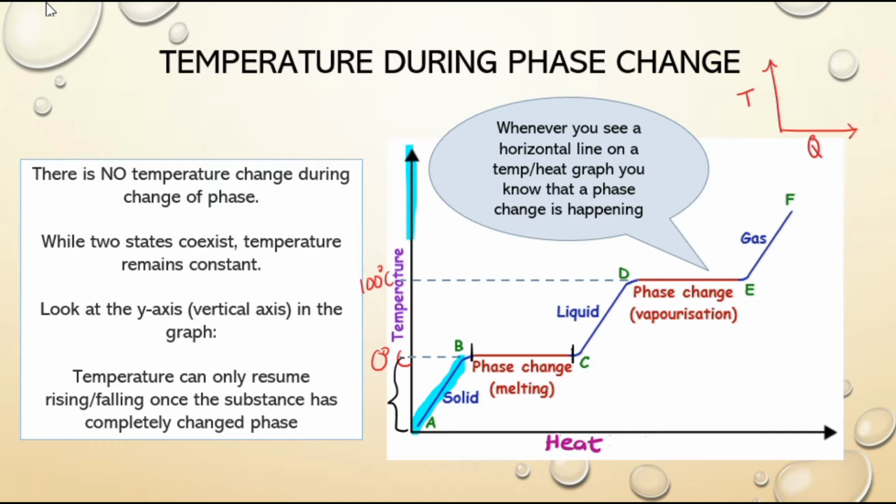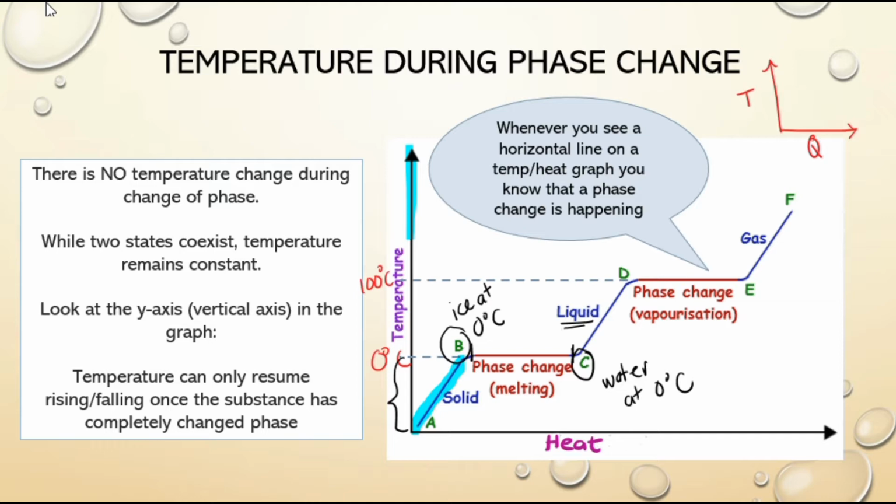However, something is still happening with the heat. So at point B, we have ice at 0 degrees Celsius. At point C, we have 100% water at 0 degrees Celsius. So while you are changing phase, the temperature stays constant, and it will only resume increasing once you have changed all of the ice to water. So if there's a little bit of ice left, the water is going to stay at 0. All right, what happens next?